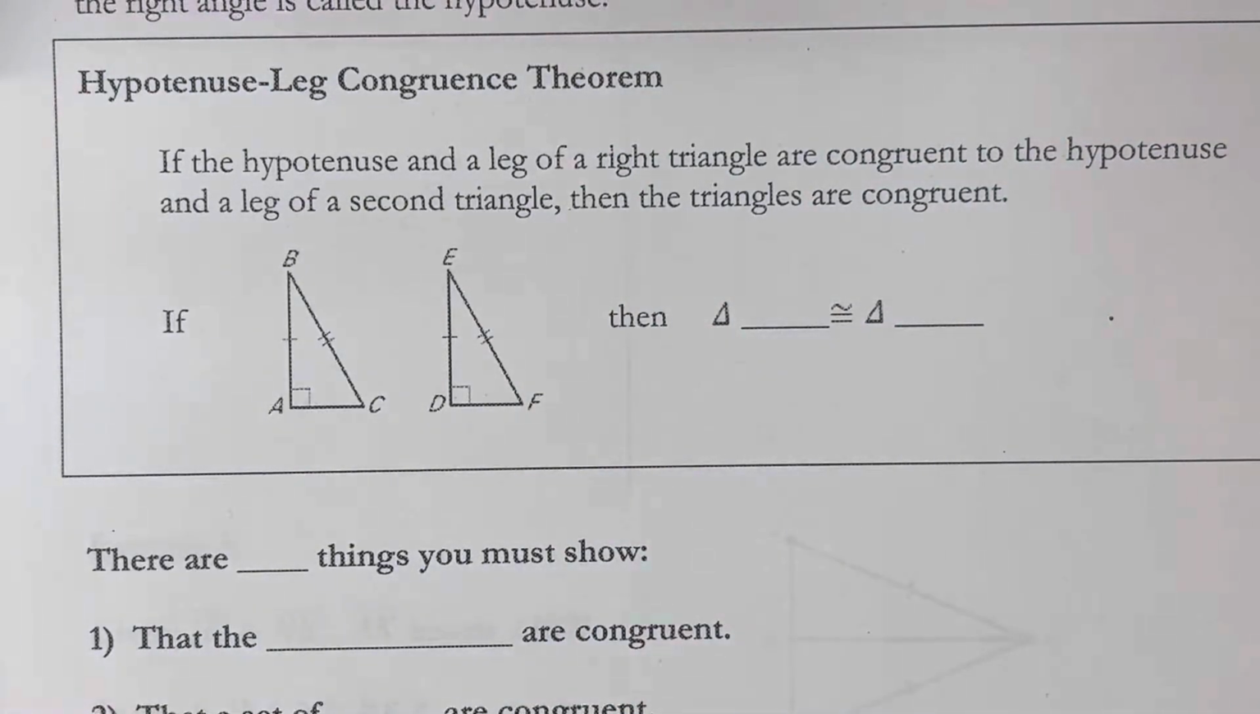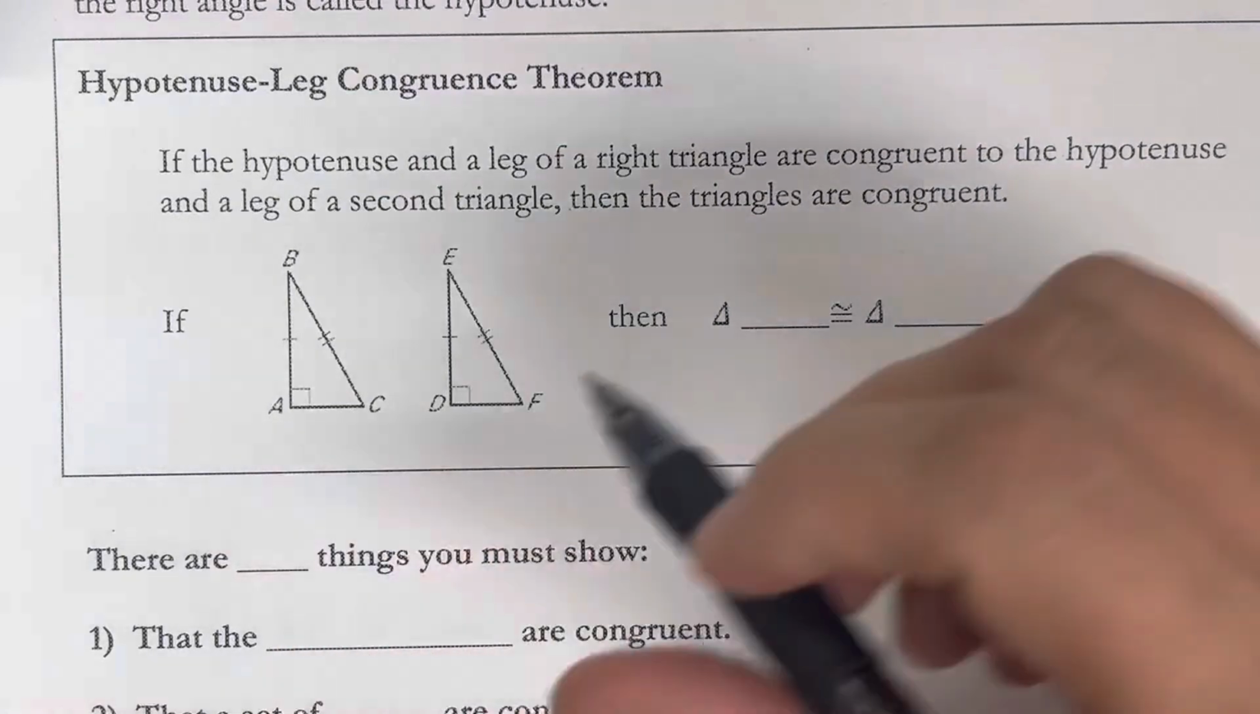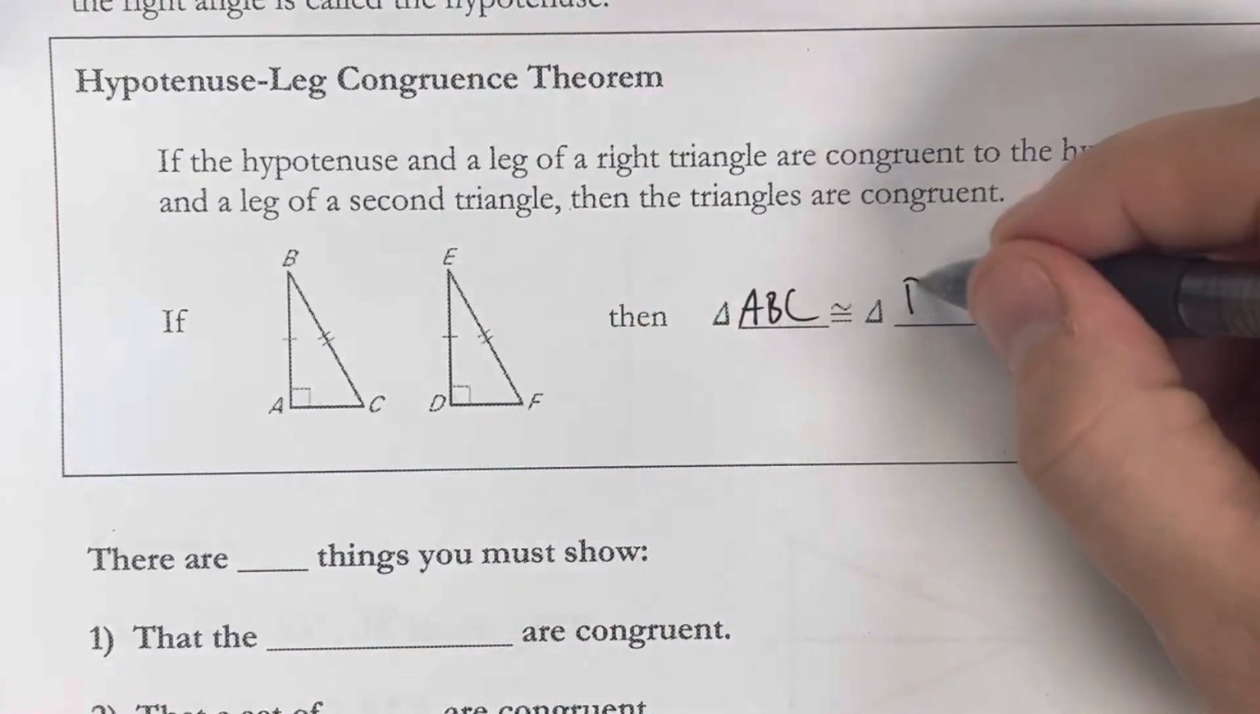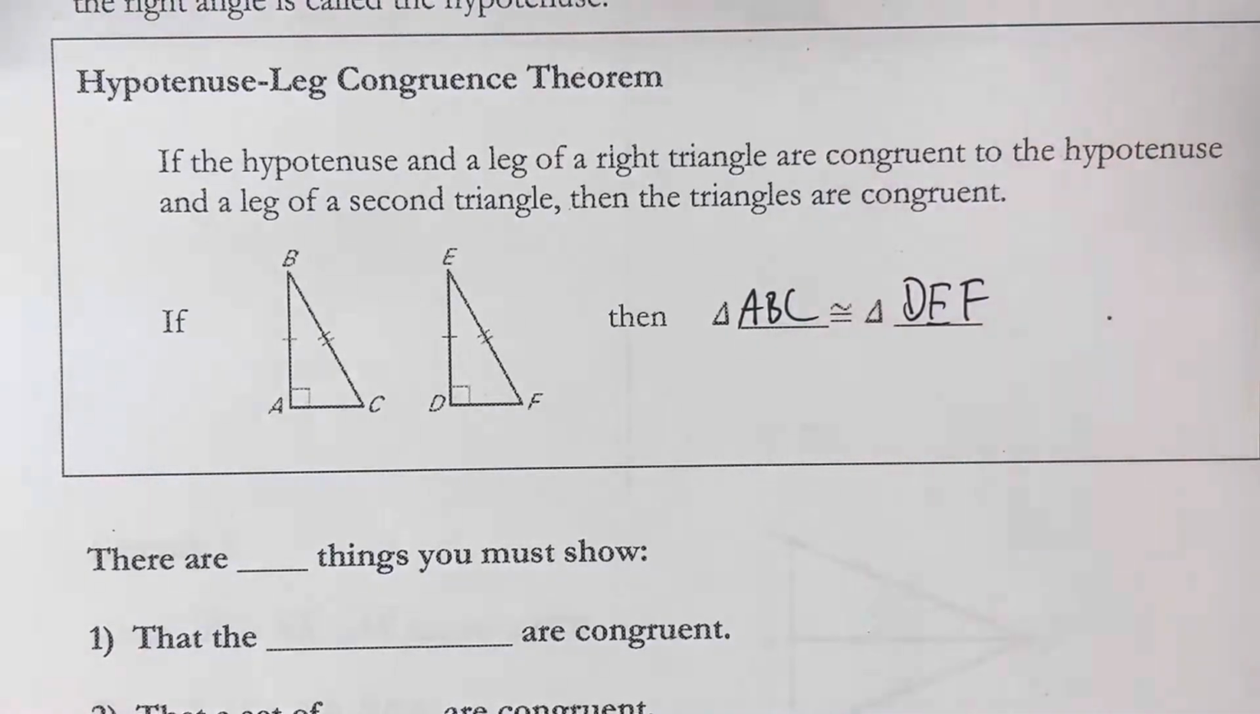So if the hypotenuse and the leg of a right triangle are congruent to the hypotenuse and the leg of a second right triangle, then those two triangles are congruent. So I could say that triangle ABC is indeed congruent to DEF based off of hypotenuse leg.